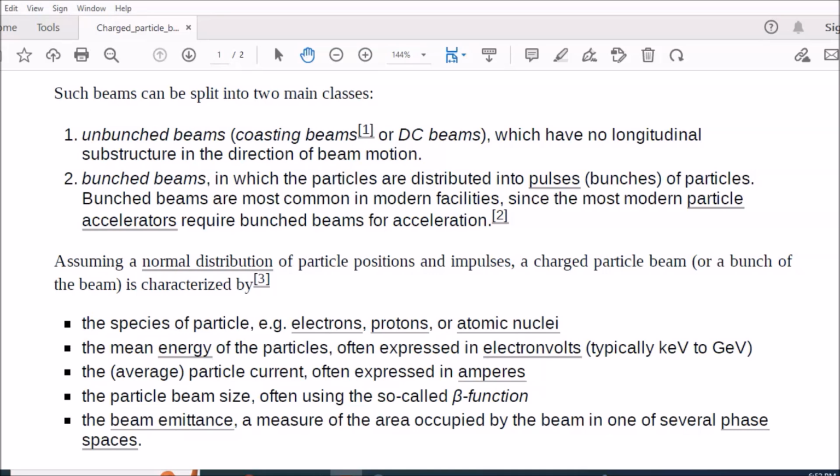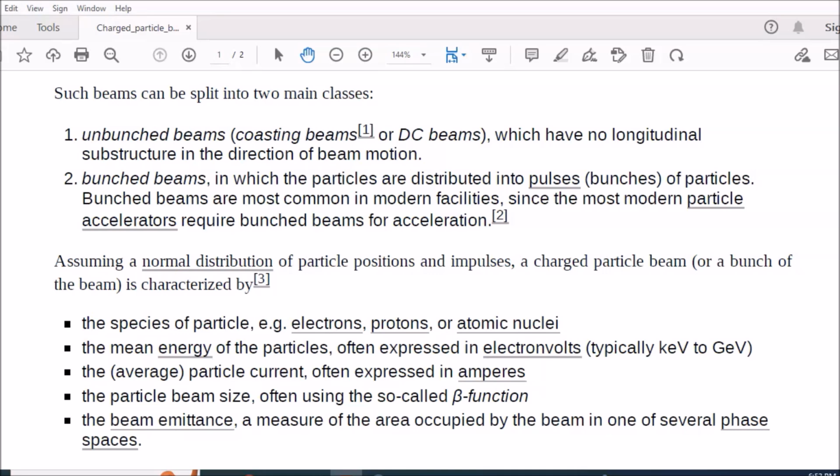They have no direction of beam motion. They have beam motion. They just don't have a direction of beam motion. Number two, bunch beams, in which the particles are distributed into pulses, bunches of particles. Bunch beams are most common in modern facilities, since the most modern particle accelerators require bunch beams for acceleration.